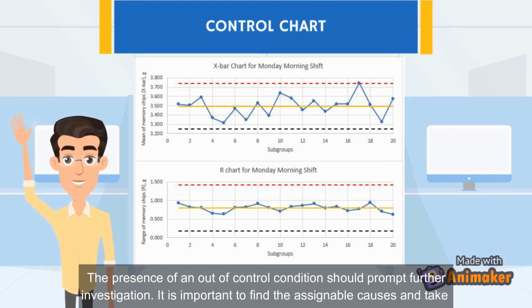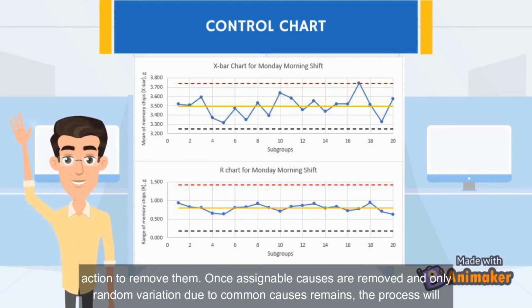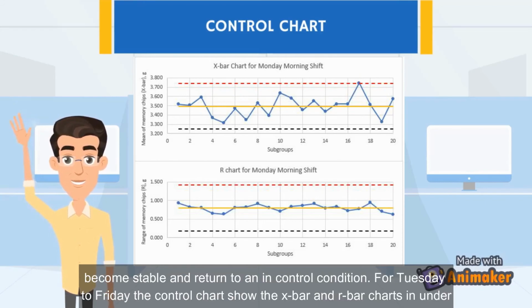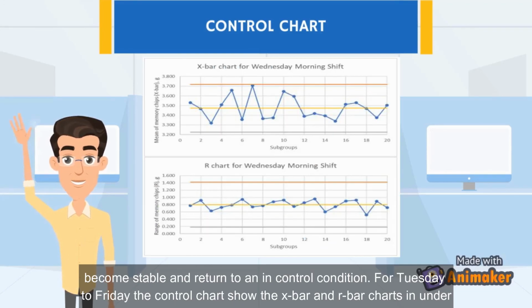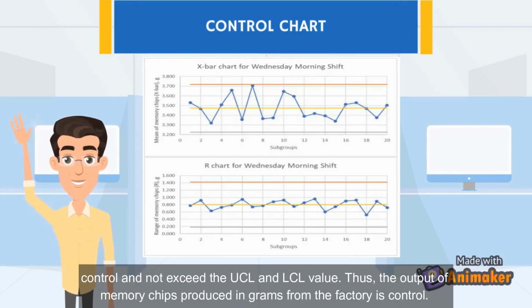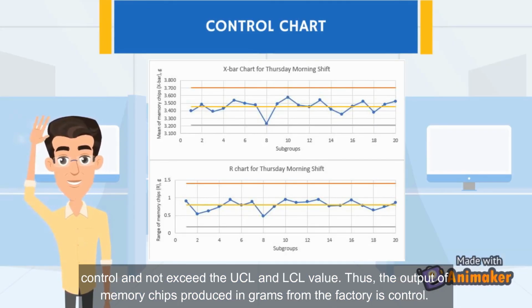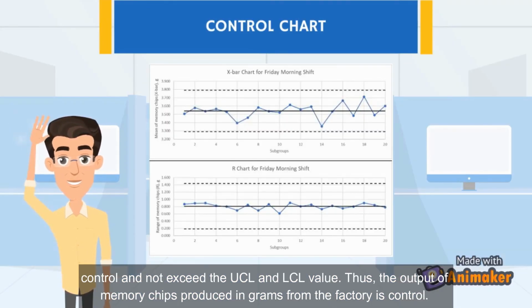It is important to find the assignable causes and take action to remove them. Once assignable causes are removed and only random variation due to common causes remains, the process will become stable and return to an in-control condition. For Tuesday to Friday, the control charts show the x-bar and r-bar charts are under control and do not exceed the UCL and LCL value. Thus, the output of memory chips produced in grams from the factory is in control.